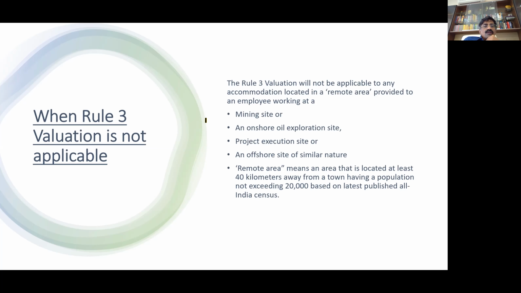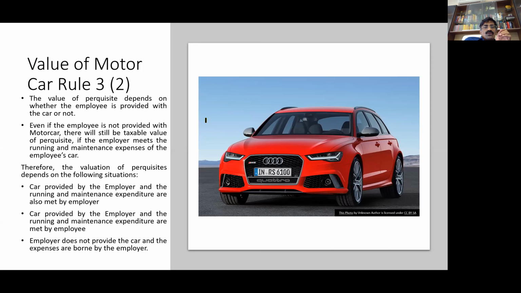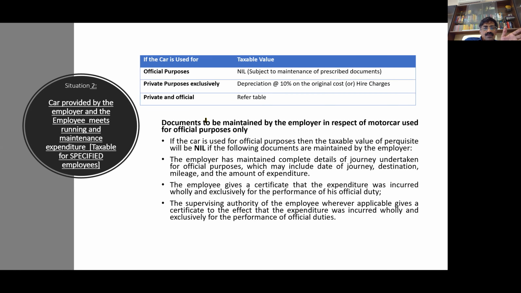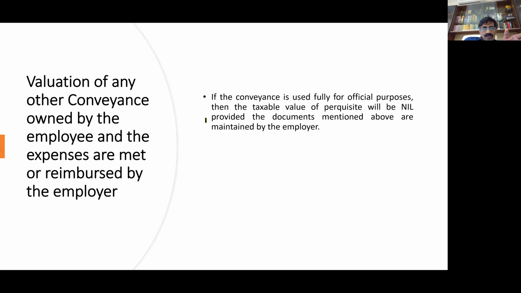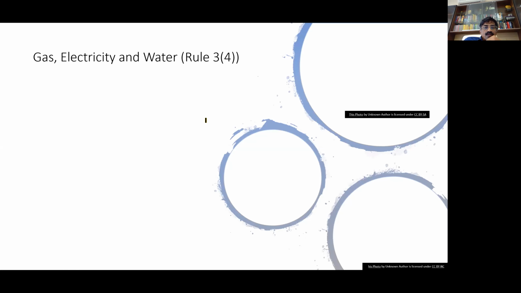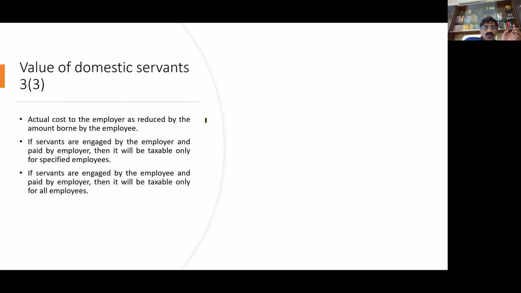Maybe in the next session, we'll work out problems on accommodation. So we have done Rule 3.1, 3.2, 3.3, 3.4, 3.5, 3.6. 3.1, as already said, has to be linked with 17.2.1 and 17.2.2. 3.2 to 3.6 has to be linked, as we already discussed, with Rule 17.2.3 and 17.2.4.